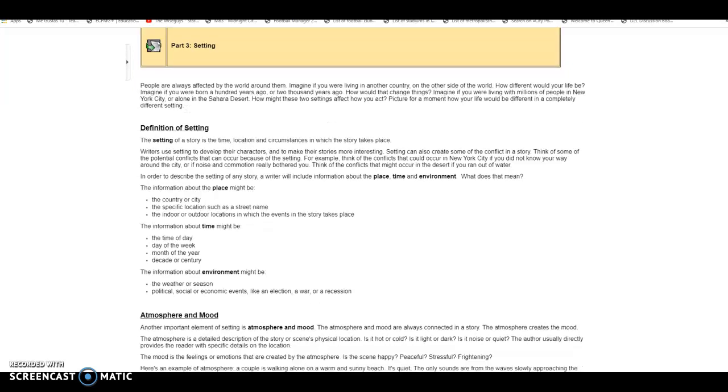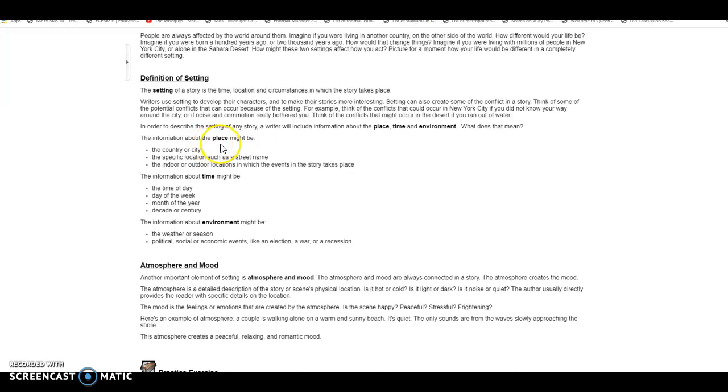And to break that down further, we can look at the place, the time, and the environment. So what is the city or country? The specific street name. Does the story take place indoors or outdoors? All of that is part of the place. What is the time of day, the day of the week, the month of the year? What decade or century? Does it take place in the past or the future? That has to do with the time.